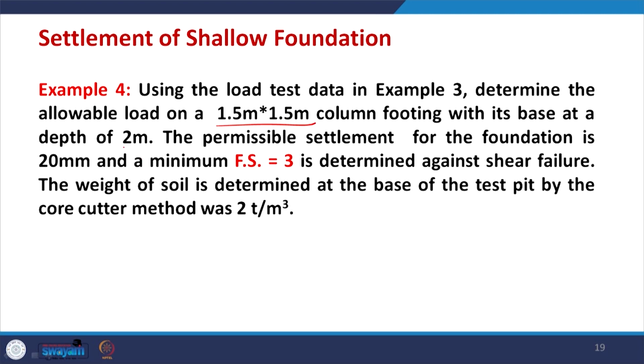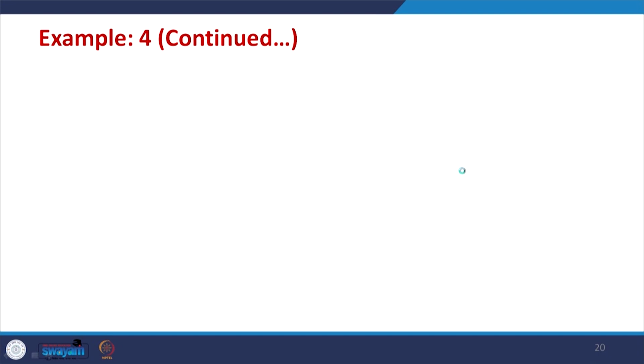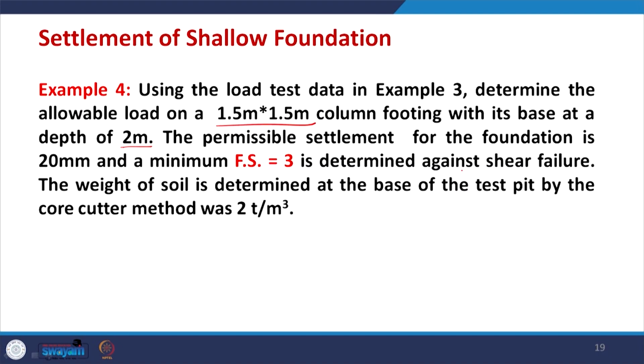Df is also changed. So, Df is 2 meter, and the permissible settlement for the foundation is 20 mm, and a minimum factor of safety of 3 is required against shear failure. The weight of the soil, determined at the base of the test pit by the core cutter method, was 2 ton per meter cube. So, these are the data given, and using these data we need to determine the settlement.